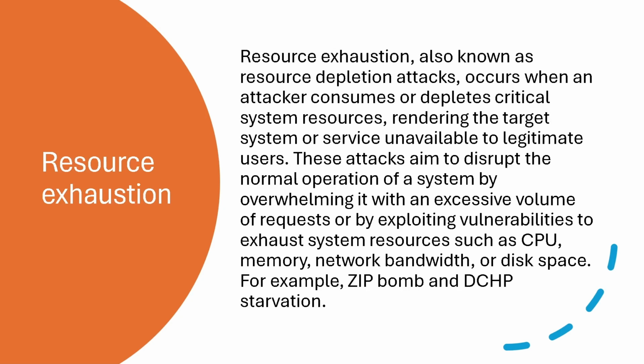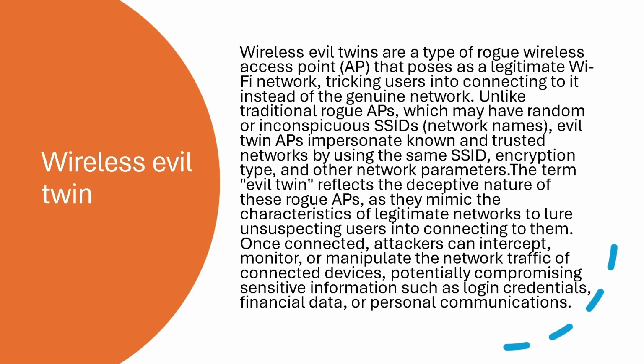Resource exhaustion. Resource exhaustion, also known as resource depletion attacks, occurs when an attacker consumes or depletes critical system resources, rendering the target system or service unavailable to legitimate users. These attacks aim to disrupt the normal operation of a system by overwhelming it with excessive volumes of requests or by exploiting vulnerabilities to exhaust system resources such as CPU, memory, network bandwidth, or disk space. For example, zip bomb and DHCP starvation. Wireless evil twin.